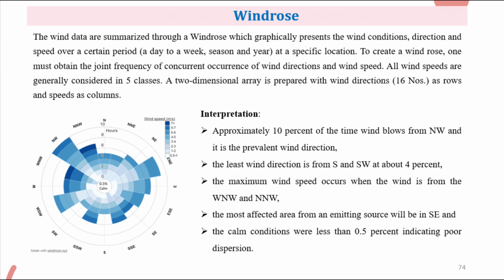The strongest winds typically come from west-northwest and north-northwest. Calm conditions, where wind speeds are below 0.5 meter per second, happen only 0.5% of the time, leading to poor dispersion of pollutants. Understanding these weather influences is crucial for modeling air pollution and figuring out where it comes from, helping us to plan effectively.